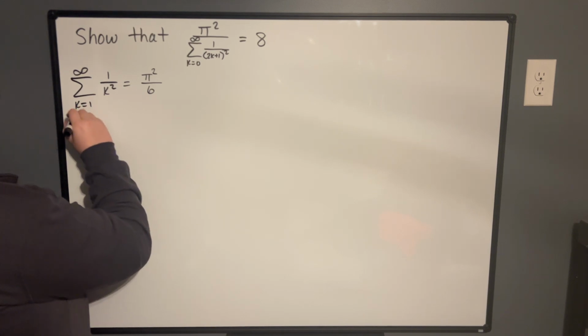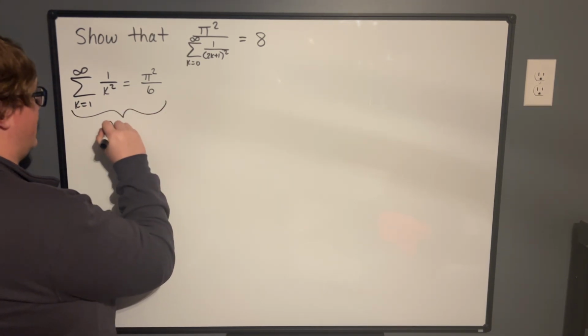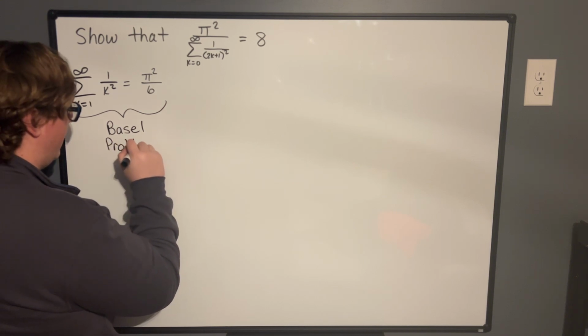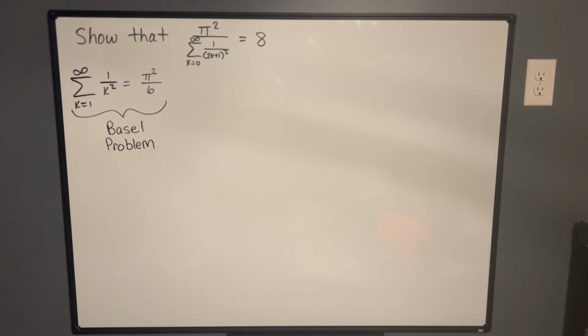The proof is pretty complicated, so if you're interested in that, then I'll write it down so you can look it up. It's called the Basel problem. I won't go into that proof in this video, but we can actually use this. If we use it as a fact, we can definitely show that this fraction is equal to 8. So let's go ahead and get started. If you want to try, feel free to pause the video, and I'll go ahead and get started right when you come back.